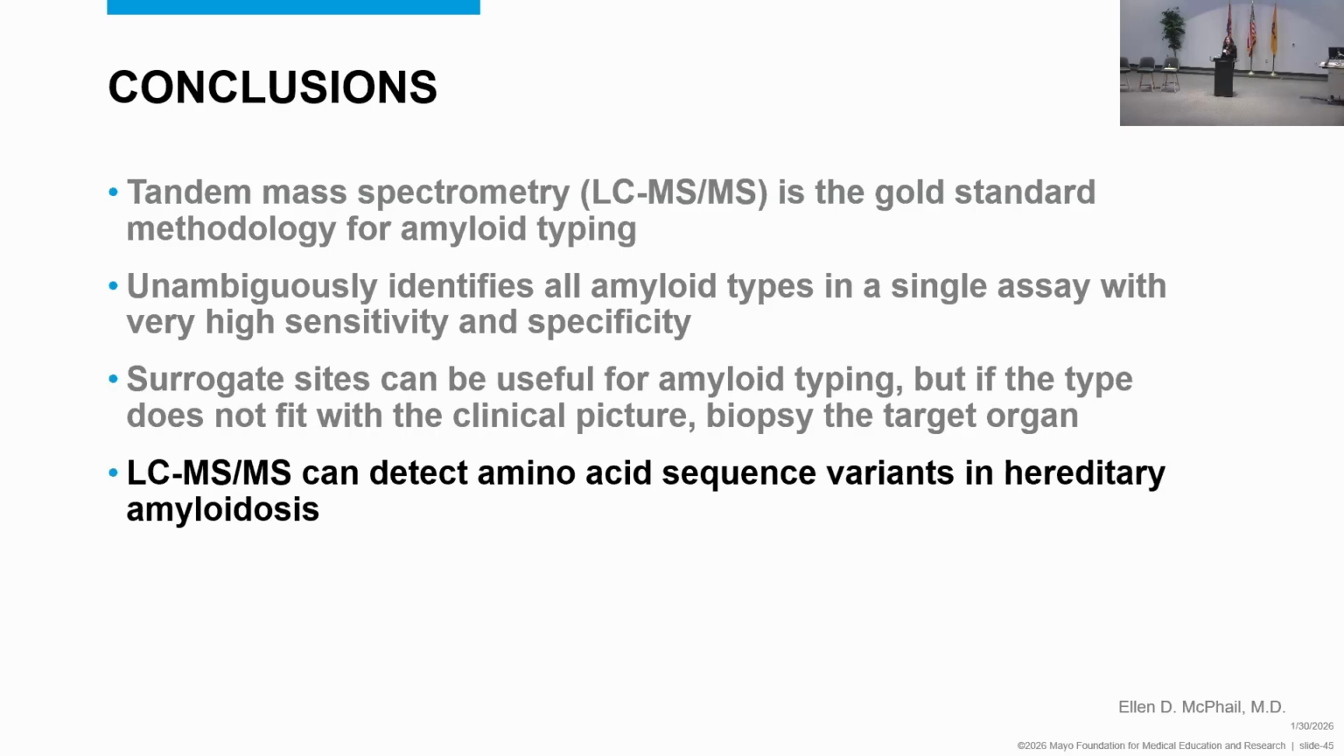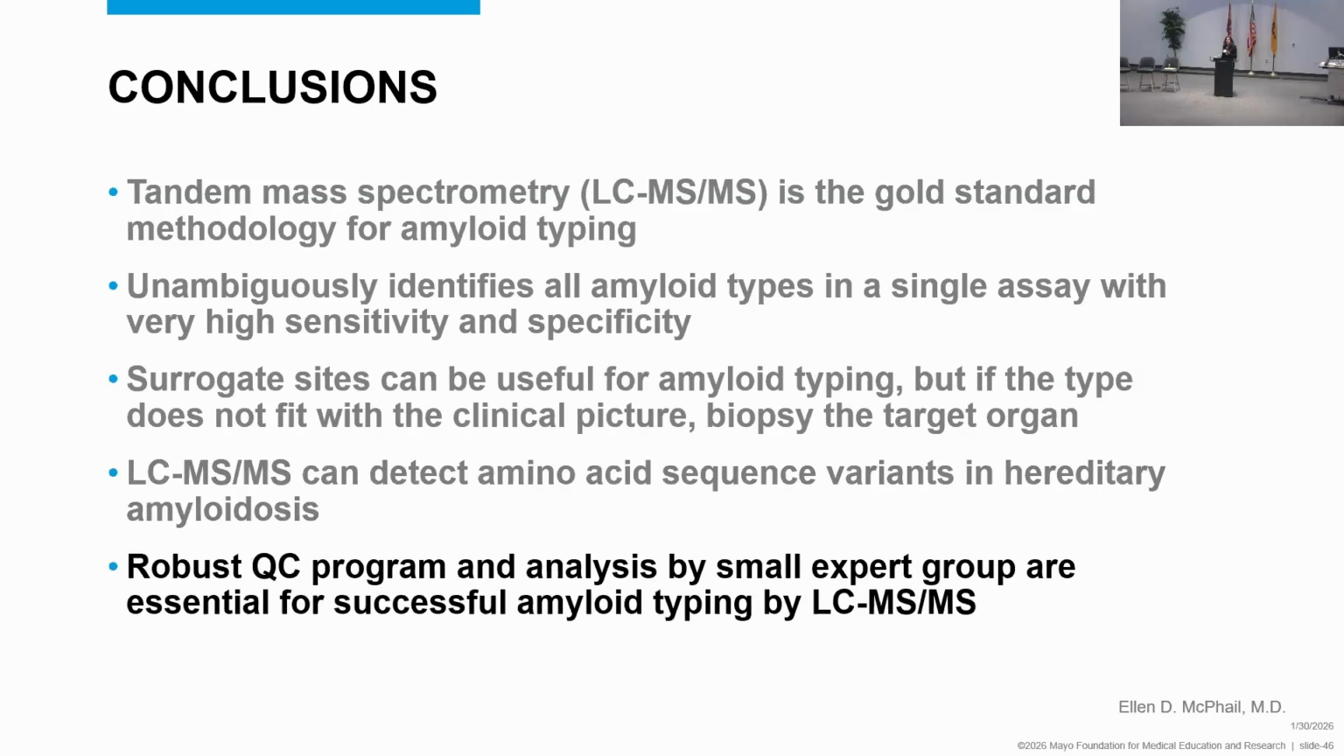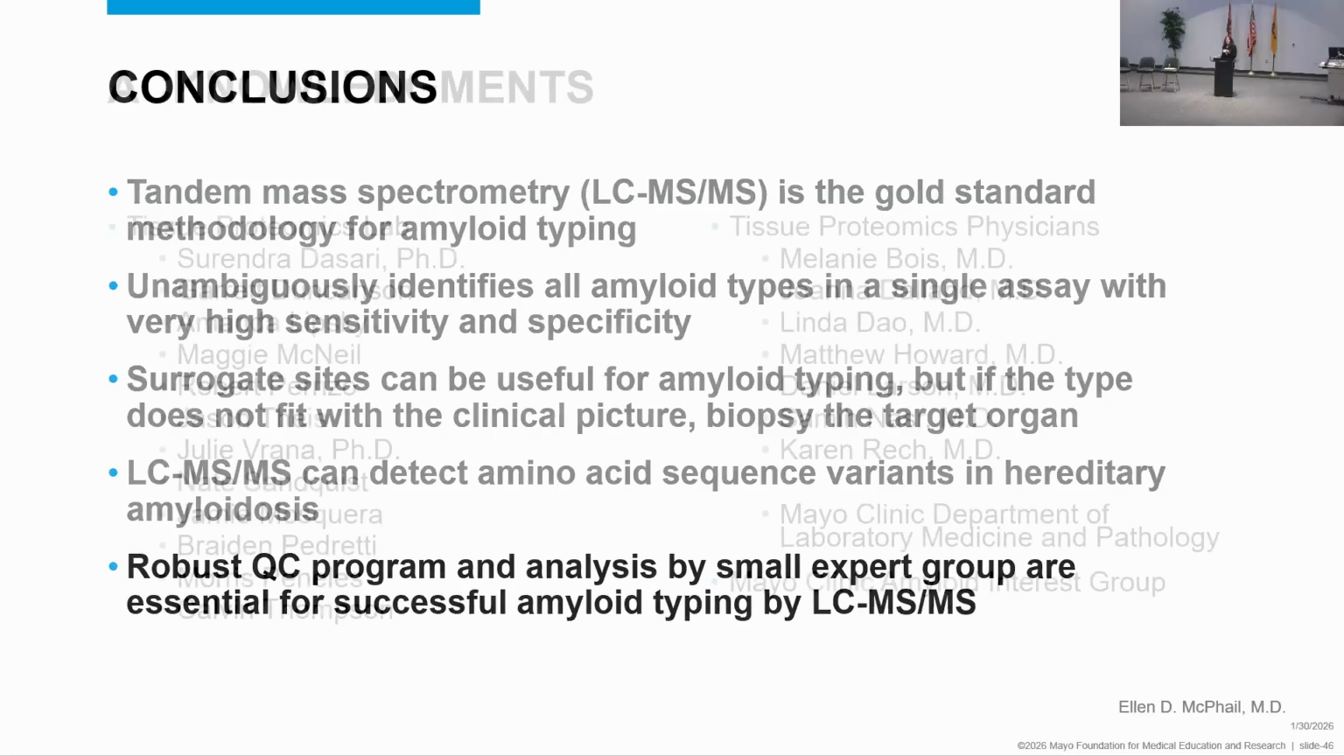We can identify hereditary types. And basically, I would say that the success of our program is really due to a strong QC program, the amazing lab that we have, and the fact that we do the analysis by a small expert group. The expertise is helpful for all of our analyses.